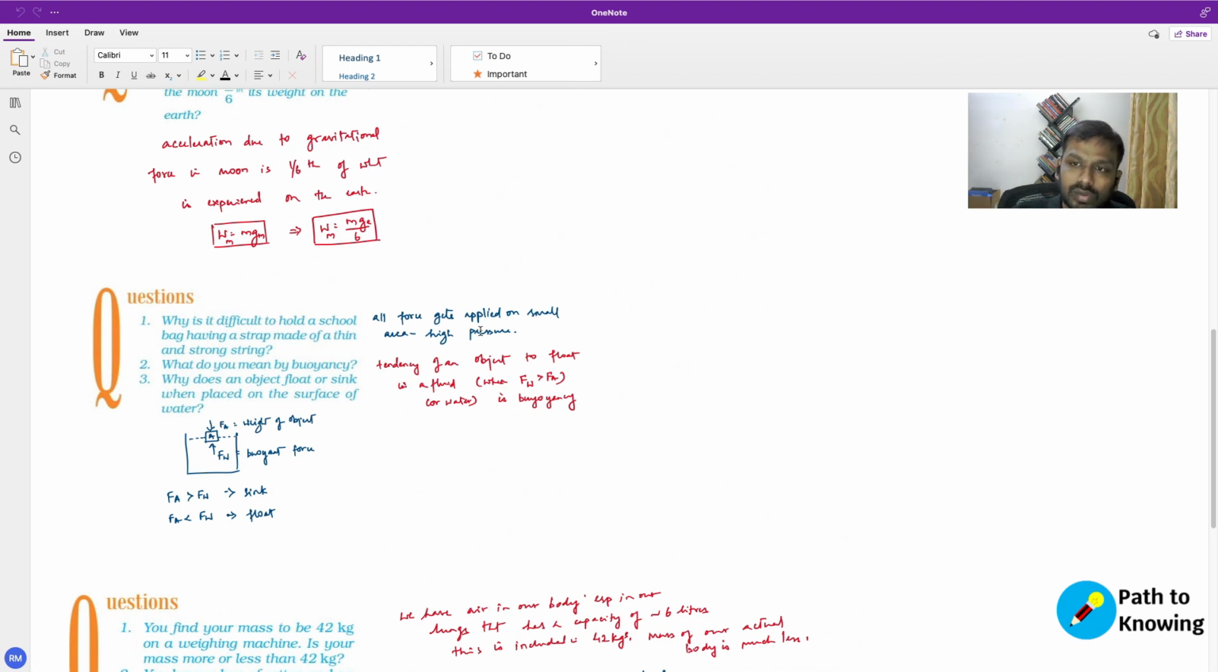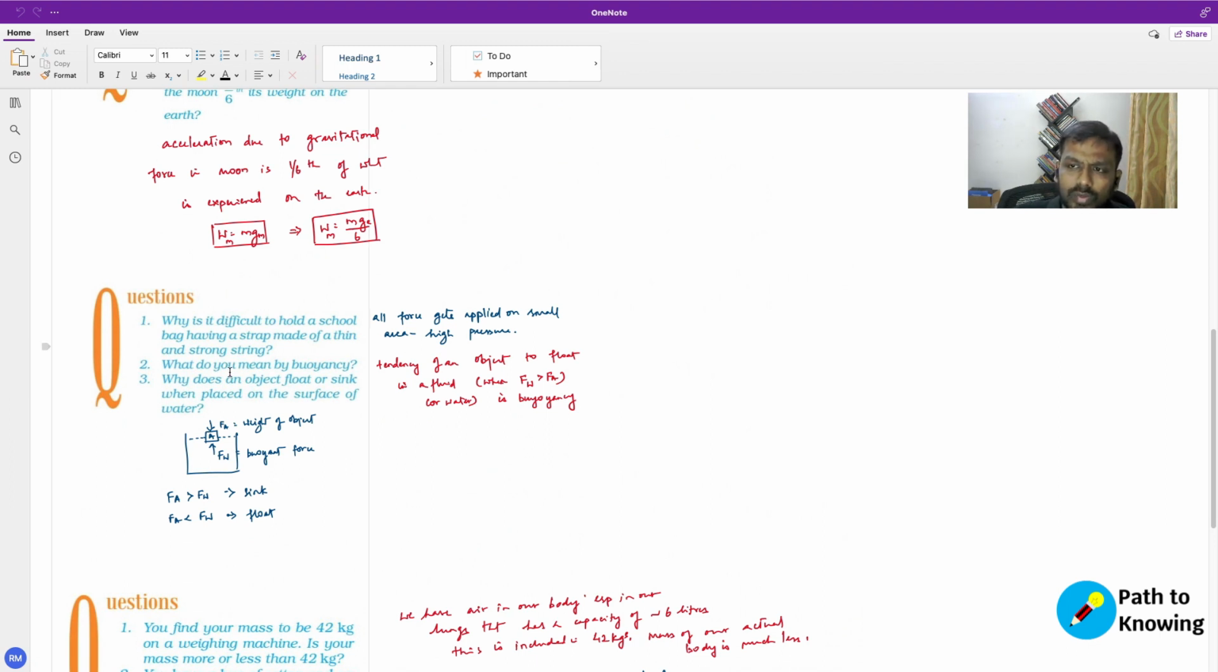So in this case also, the force is applied only on that string, and the thinner the string goes, it means that the pressure will increase, because pressure is the thrust over unit area, right? So that is pressure. So when the area reduces because the strap is getting thin, the pressure will increase. Higher the pressure, you will feel a pain, right? And that's why you will find it difficult.